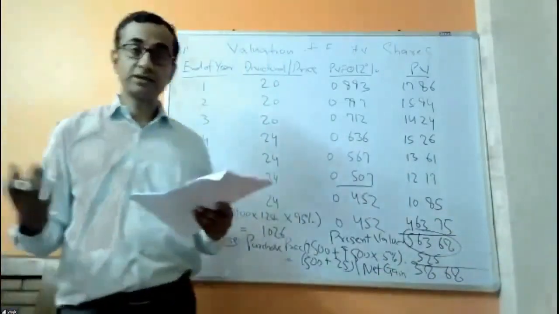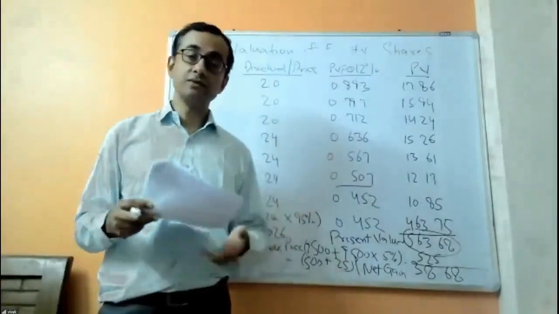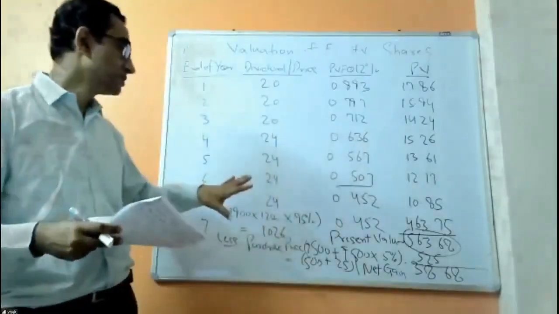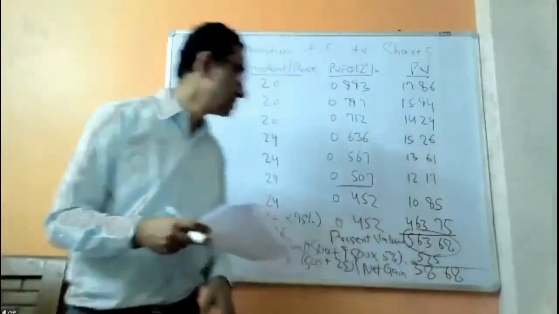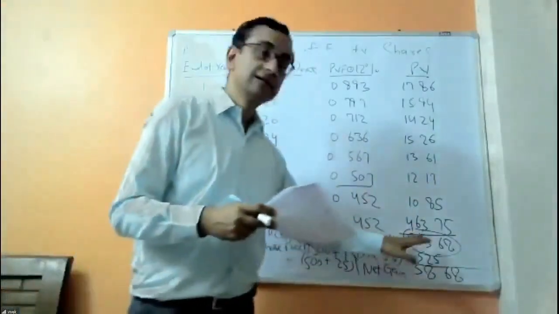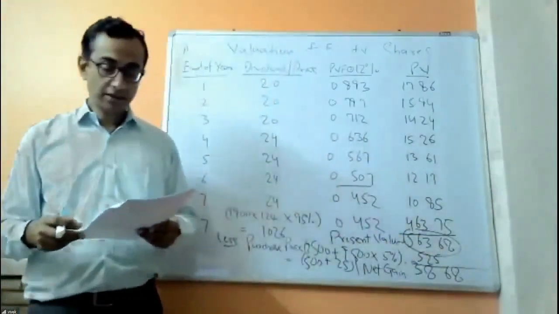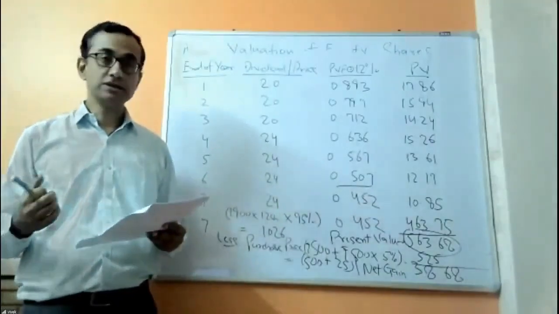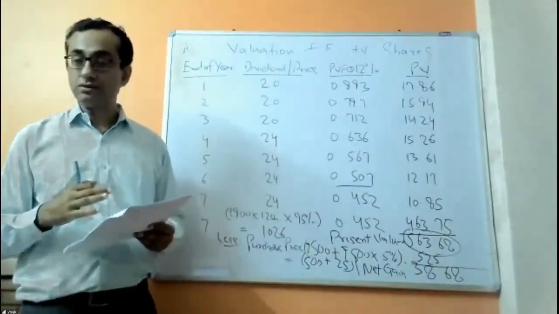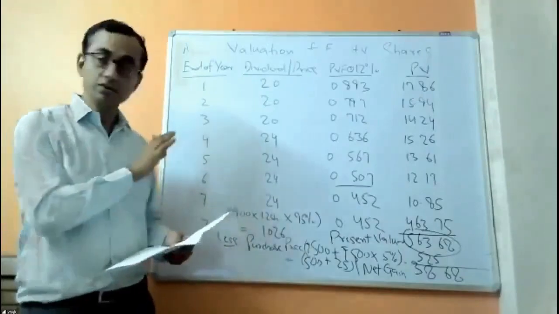Now, the last aspect of the question: what is the maximum price you would be willing to pay? The maximum price you would be willing to pay is actually the present value, which is 563.68. So this is it for question number 7. Any doubt which is coming to mind in this particular question, please ask.